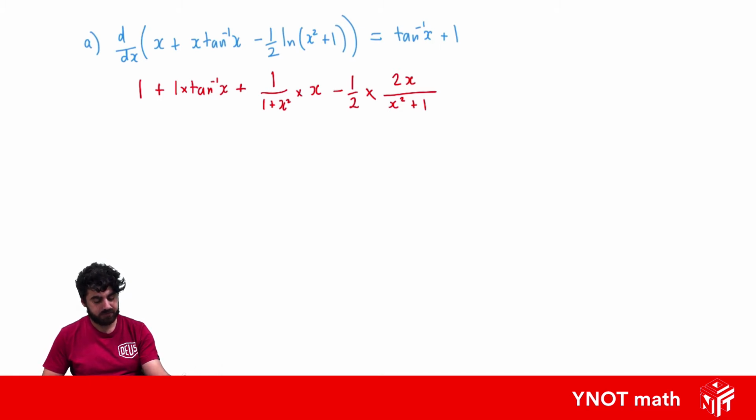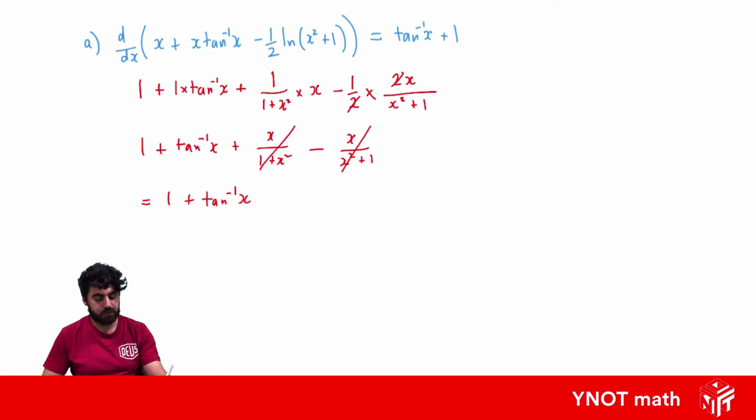Let's simplify it. So we just get 1 plus 1 times inverse tan is just inverse tan x, plus, well, x times 1 on x squared is just x over 1 plus x squared. Here the 2 and the 2 will cancel, so we get minus x over x squared plus 1, and now x over 1 plus x squared minus x over x squared plus 1 cancel out, and we just get 1 plus the inverse tan x, which is exactly what we wanted on the right hand side.